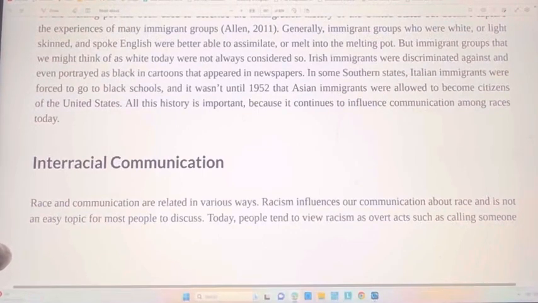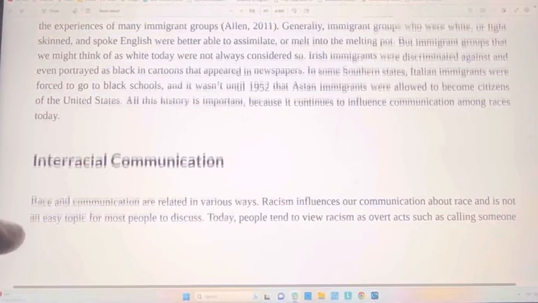Irish immigrants were discriminated against and even portrayed as black in cartoons that appeared in newspapers. In some southern states, Italian immigrants were forced to go to black schools, and it wasn't until 1952 that Asian immigrants were allowed to become citizens of the United States. All this history is important because it continues to influence communication among races today.